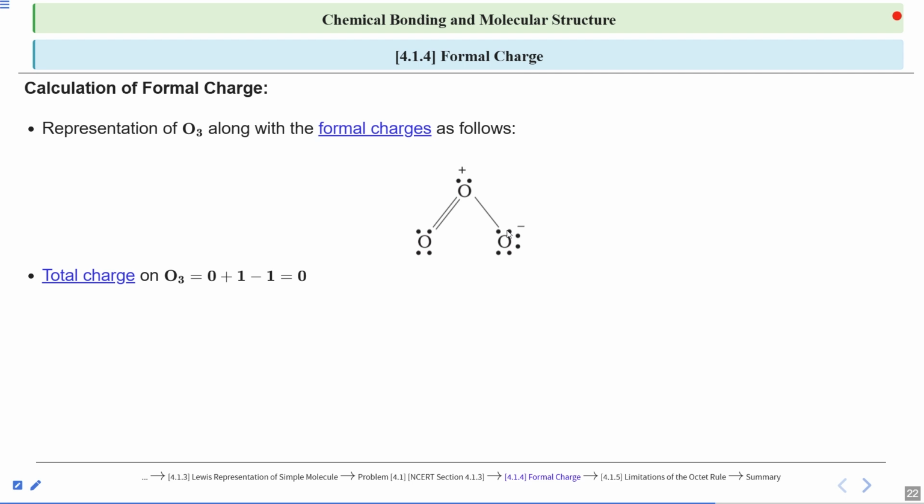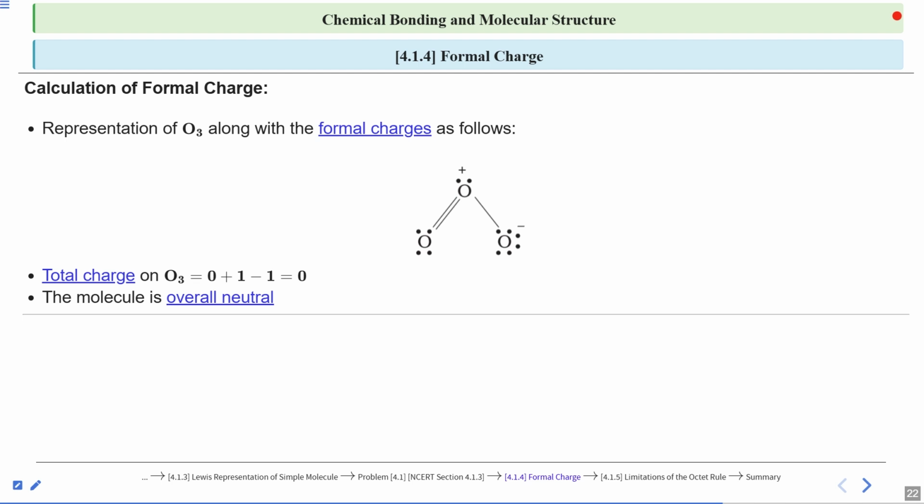So coming back to the conclusion, since this overall molecule is neutral, the summation of the formal charges will always be 0 for neutral molecules. And this overall molecule is of course neutral. Now, the question arises: is there a coordinate bond present in O3?